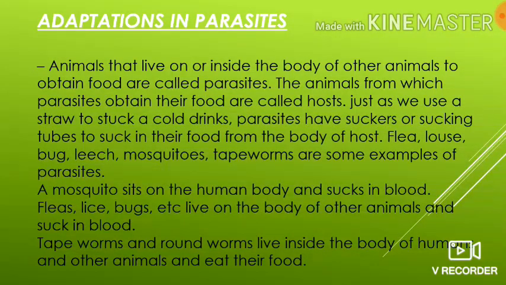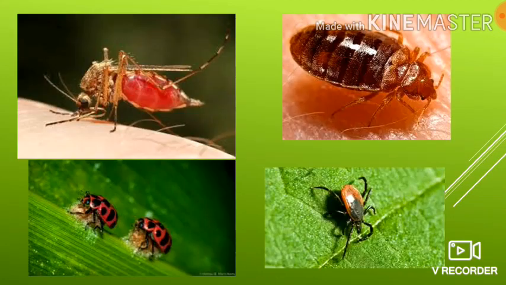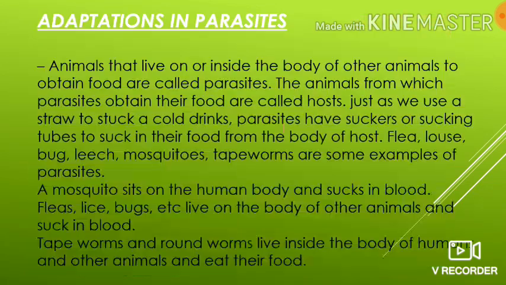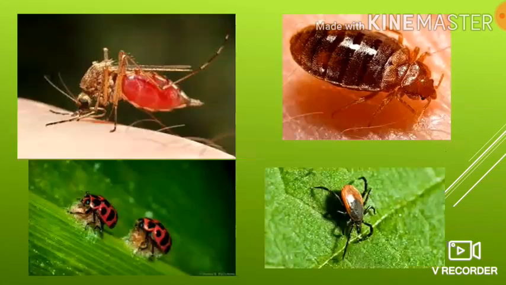A mosquito sits on the human body and sucks in blood, and fleas, lice, bugs, etc. live on the body of other animals and suck in blood. And tapeworms and roundworms live inside the body of humans and other animals and eat their food.